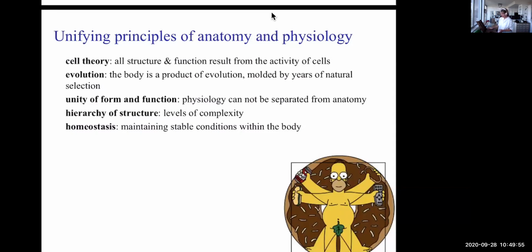All right. Unifying principles of anatomy and physiology. Cell theory: all structure and function results from the activity of cells. Evolution: the body is a product of evolution. We're molded by years of natural selection. Unity of form and function: physiology cannot be separated from anatomy. Hierarchy of structure, in that our structures become more complex as they get larger. And homeostasis: we maintain stable conditions within the body.